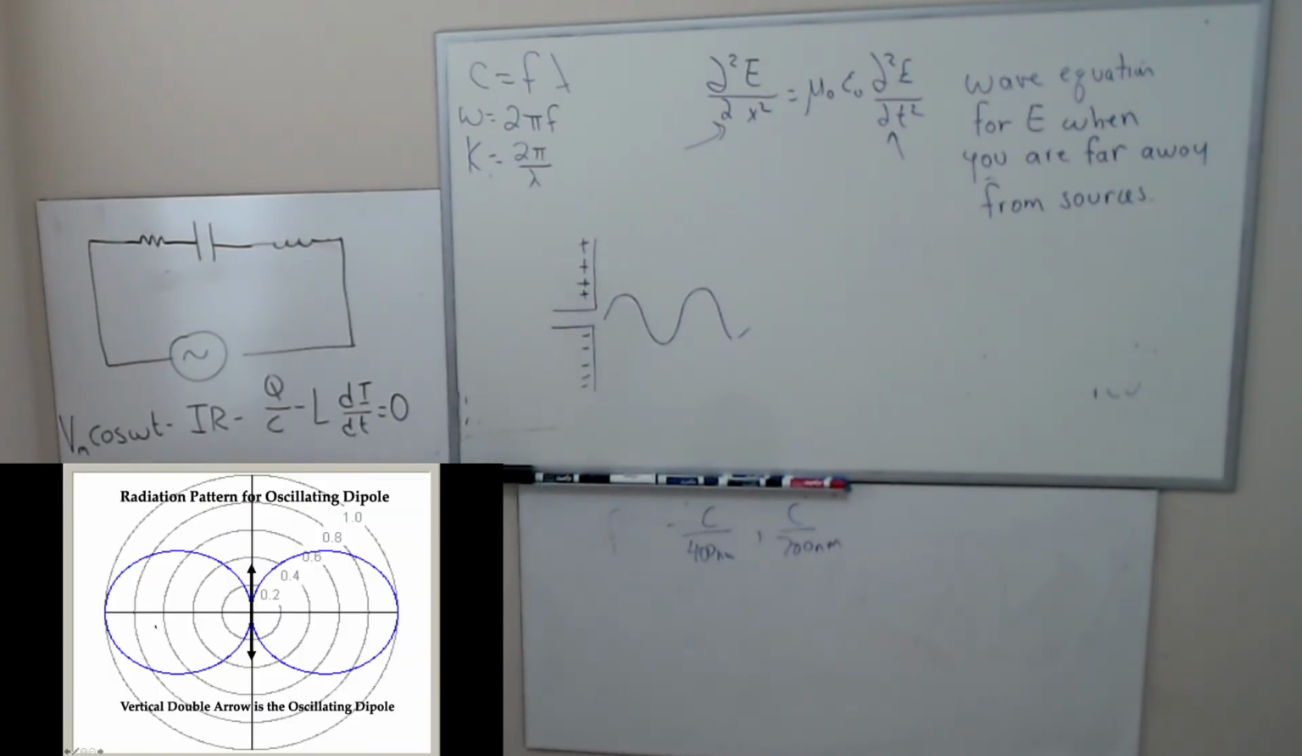This shows the radiation pattern for an oscillating dipole. There's no energy transmitted along the axis of the dipole. It's all perpendicular to the axis of the dipole. How do I solve for this? This is a very difficult problem. We don't do this. We just tell you this. We're doing hand waving at this point right now.